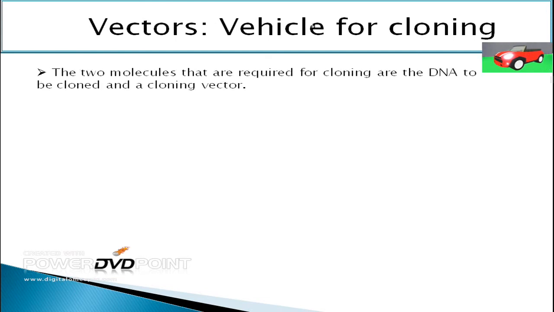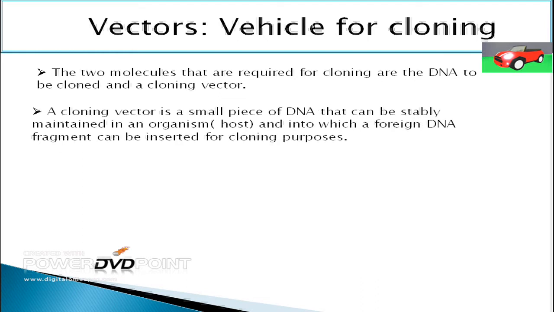A vector serves as a vehicle to carry a foreign DNA sequence into a host cell. So it is also known as the vehicle for cloning. The two molecules that are required for cloning are the DNA to be cloned and a cloning vector. So what is a cloning vector? It is a small piece of DNA that can be stably maintained in an organism, that is the host cell, and into which a foreign DNA fragment can be inserted for cloning purposes.